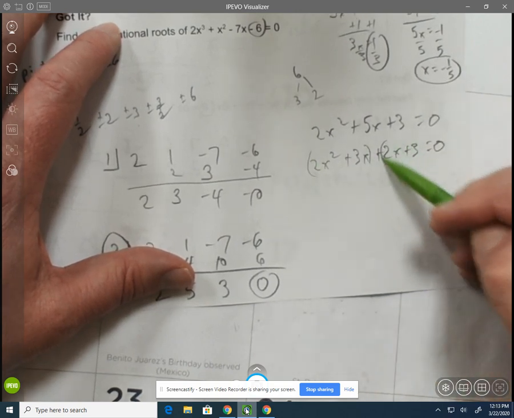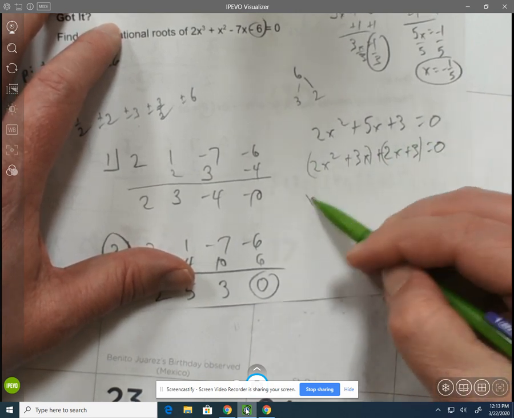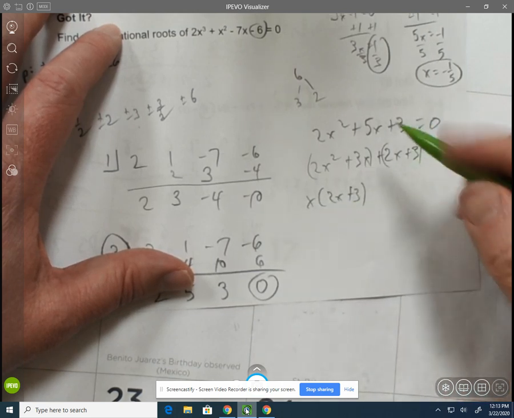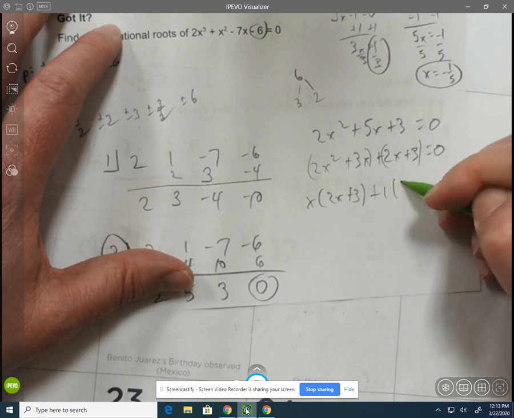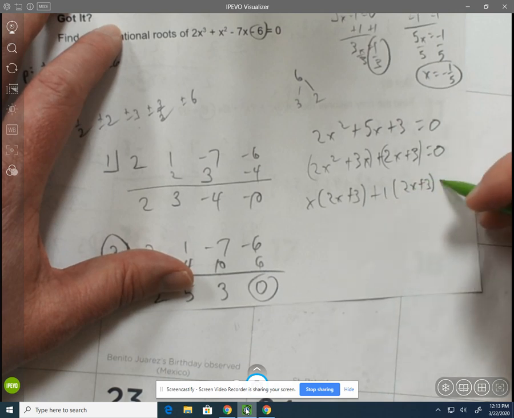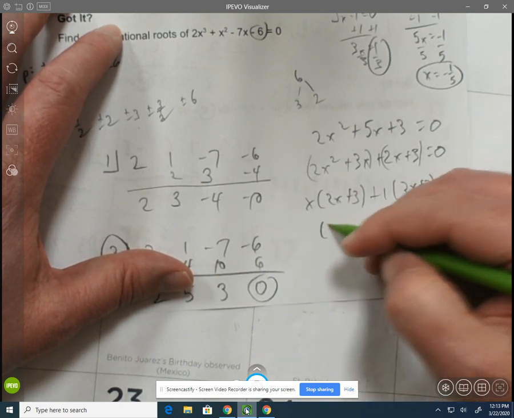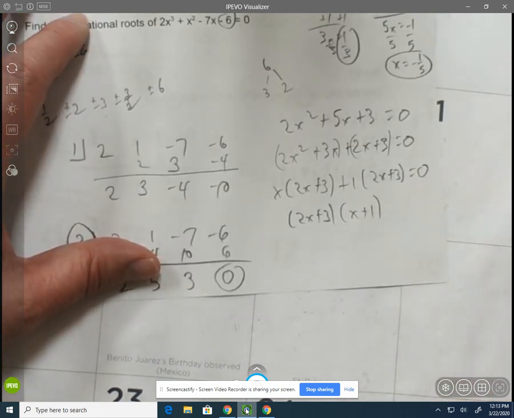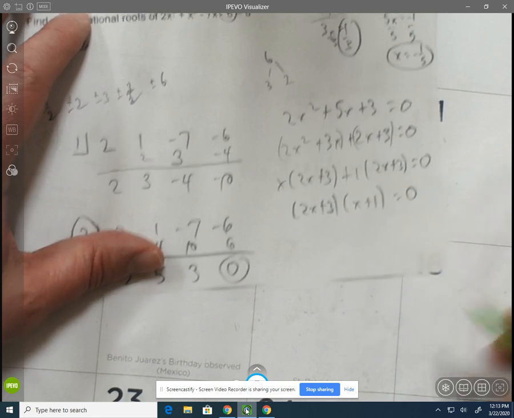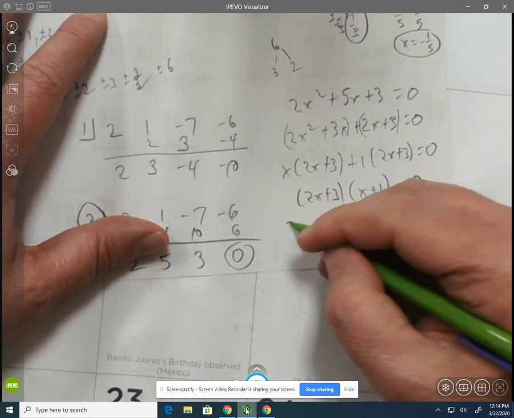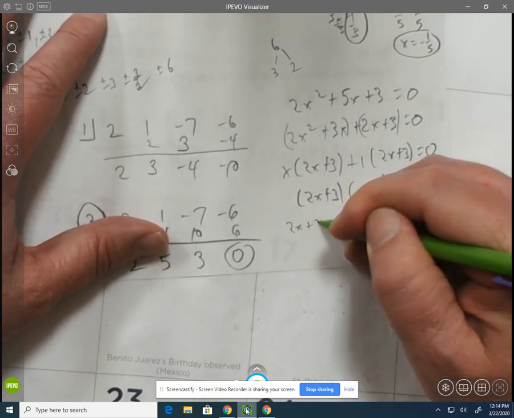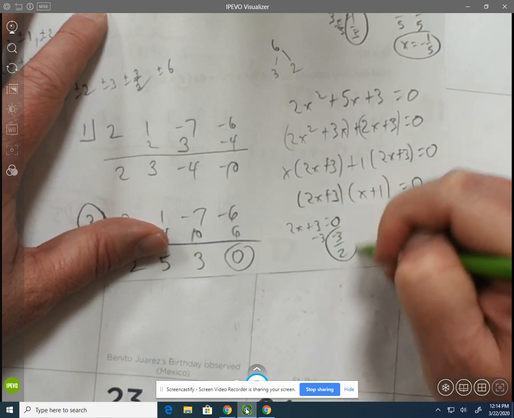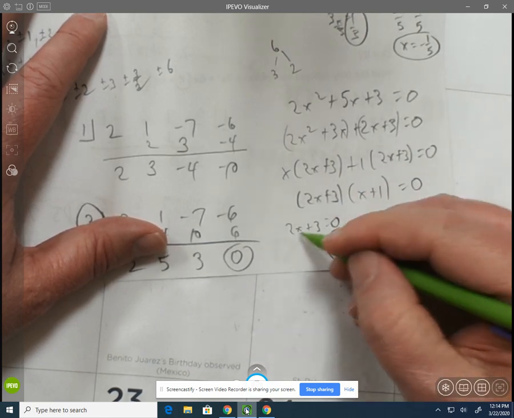So here I group and I group. Here all I can take out is an x, and that leaves me 2x plus 3. Here, I really can't take anything out, so I take out a 1, and that's 2x plus 3. So I got a 2x plus 3 in common, and x plus 1 still equals 0. So I want to know individually when they equal 0. 2x plus 3 equals 0. Subtract 3 and divide by 2. I get negative 3 halves.